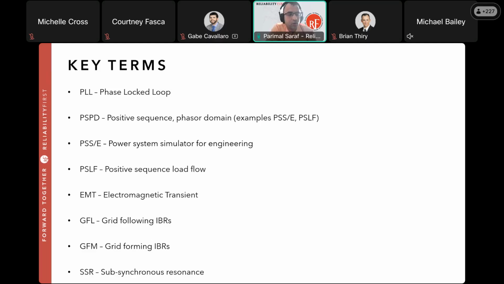GFL and GFM are two technologies of IBRs. Most of the currently installed and in-the-queue IBR generation falls under the category of GFL, which is grid following. Basically, these IBRs use a synchronization mechanism to lock to the grid, whereas grid forming IBRs are a more recent, modern IBR technology, and it's being pushed these days because of its similarity in performance to conventional machines.